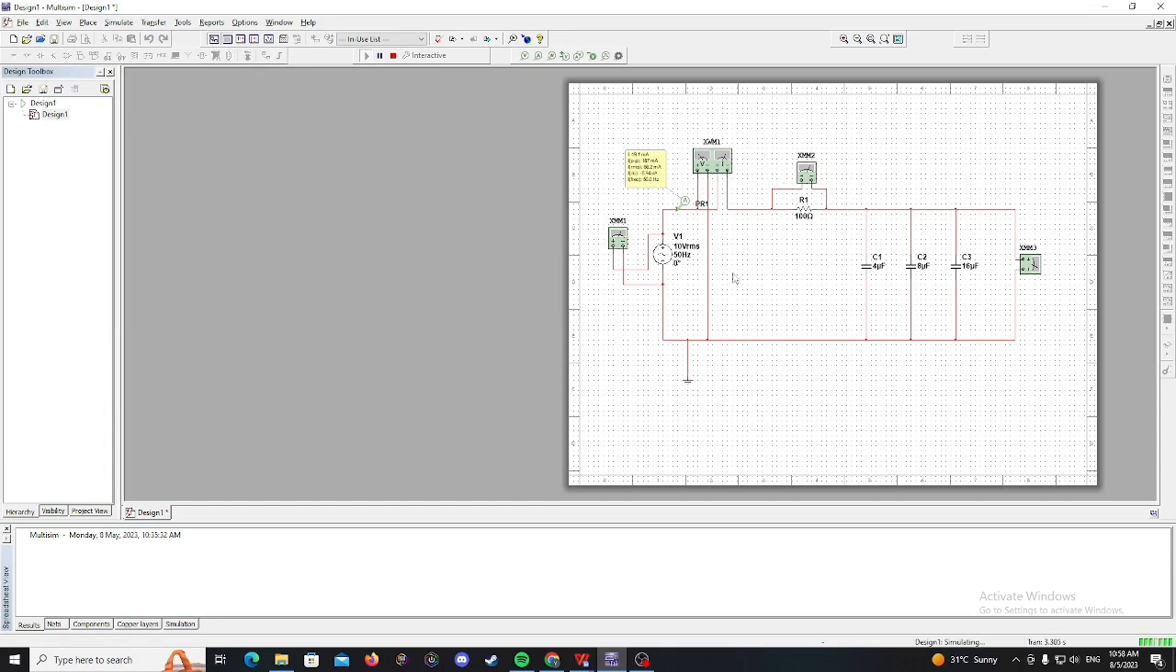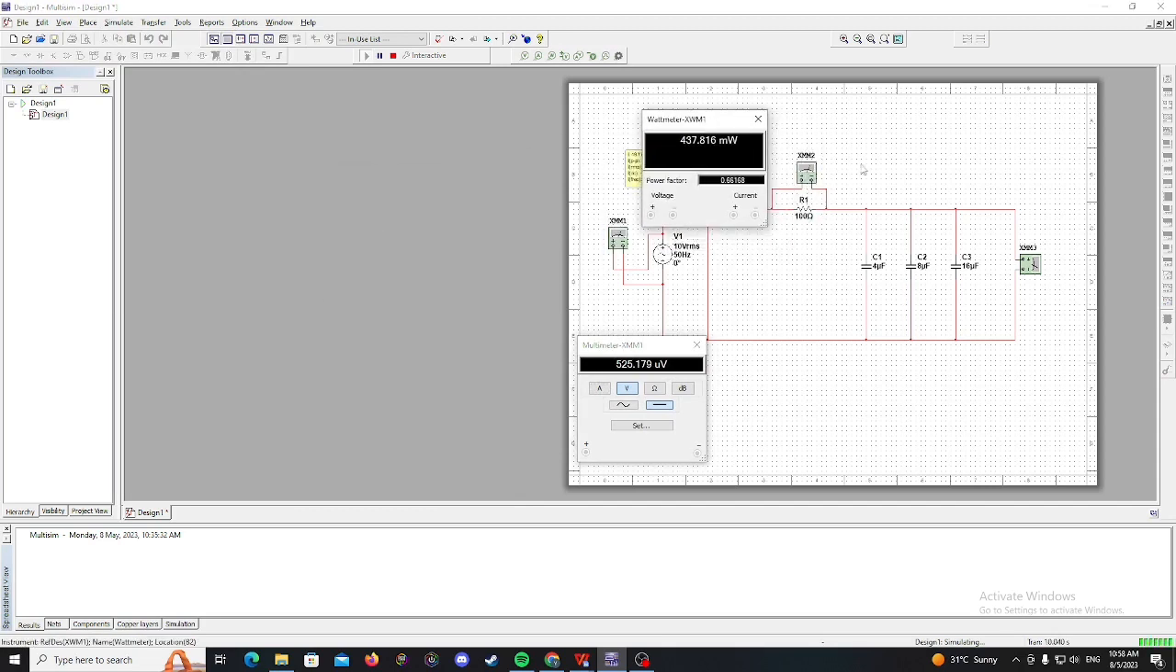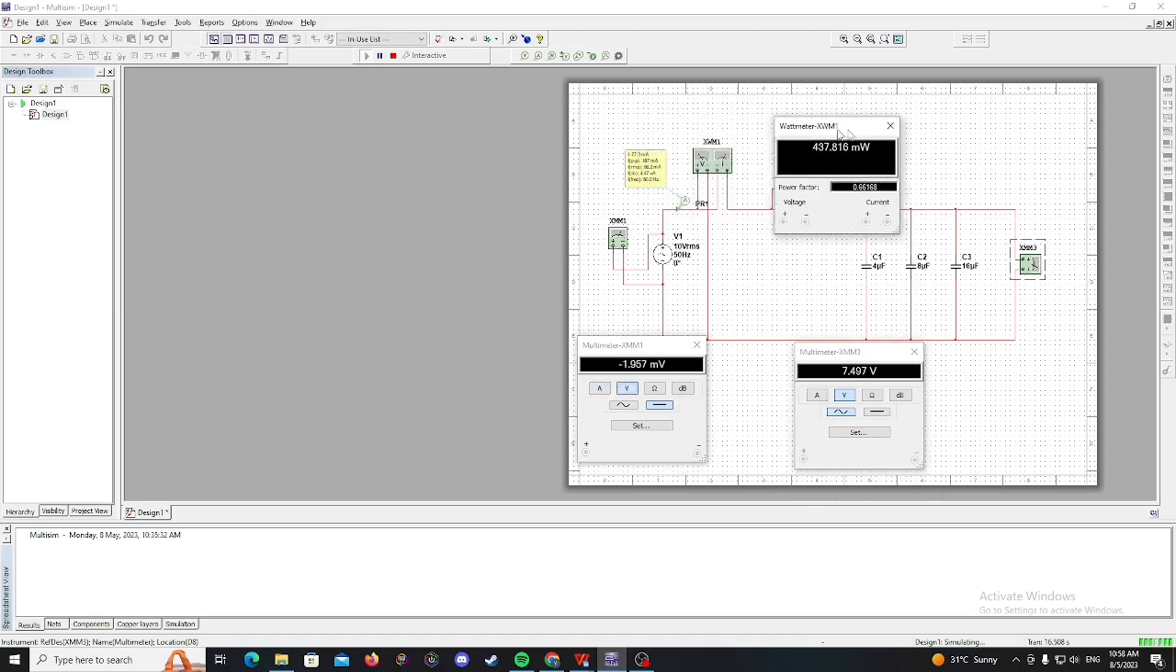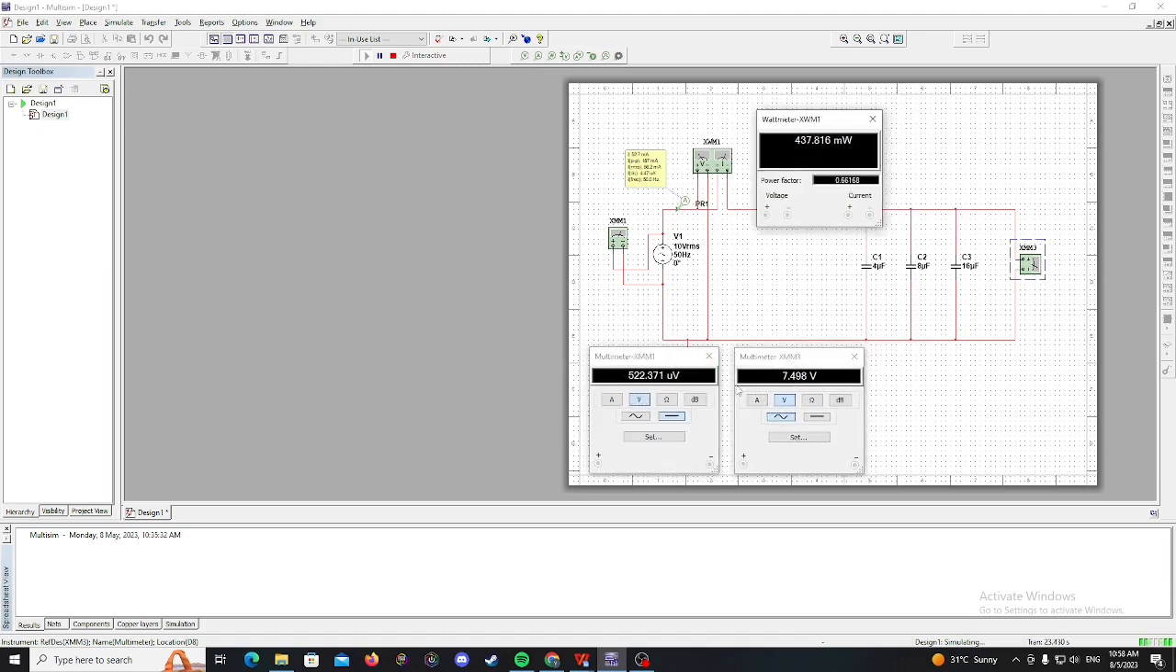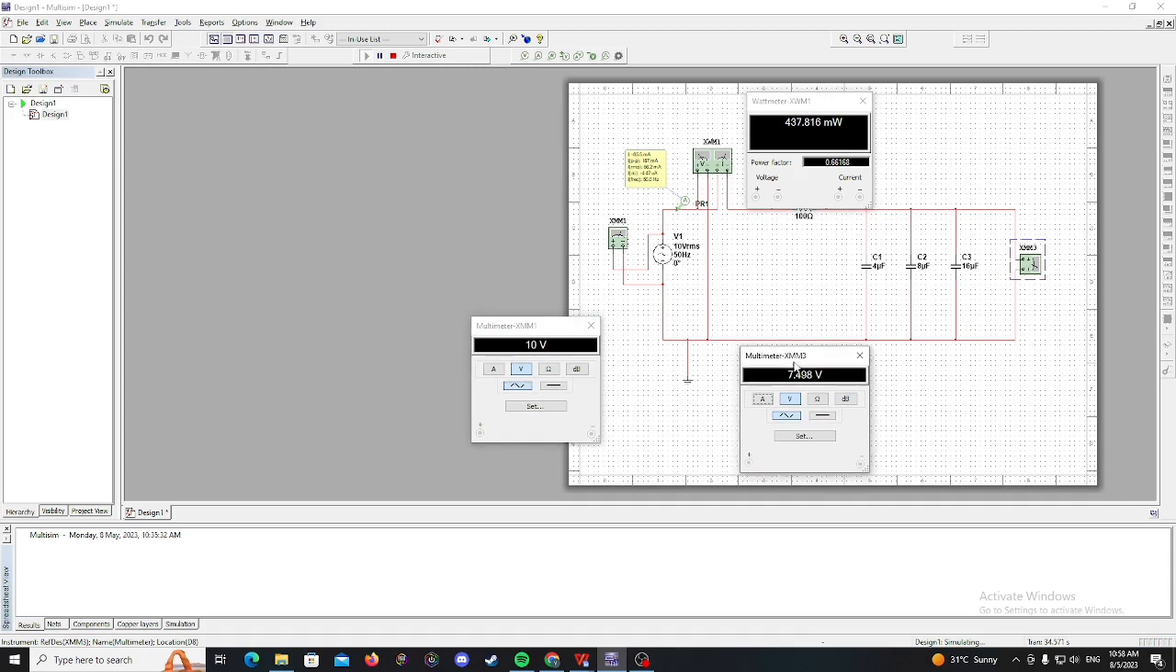So this is the completed circuit. These are the values that I will be getting for my circuit. So these are the values.